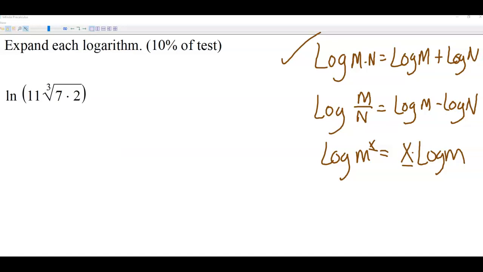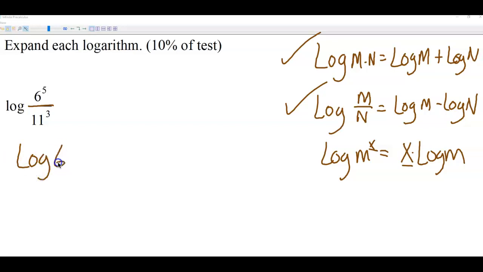Keep going. Here's another one. In this case, since I have a logarithm with two things being divided, we're going to use this rule here, and the order matters. The one that's on top comes first, and the one that's on bottom comes second, and we subtract those. Then applying the third rule again, we're going to take the powers and put them in the front. So your final answer would be 3 log 6 minus 3 log 11.